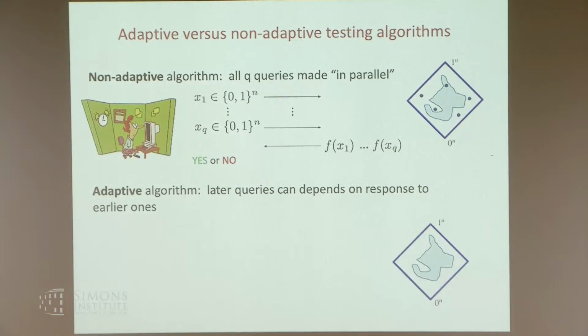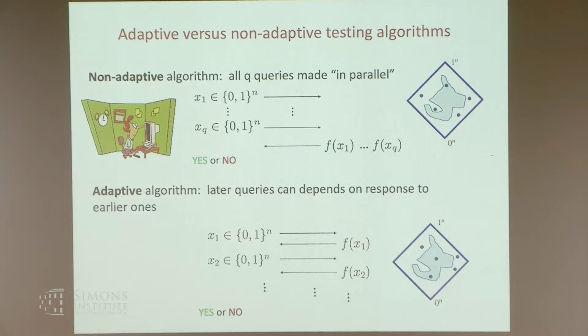This is a little bit more restrictive than the adaptive algorithms that I illustrated on the previous slide. In adaptive algorithms, you can see the answer to your first question. Oh, I see this point was a 0 input for the function. Oh, this point was a 1 input for the function. You get to choose your later points based on the responses that you get to the earlier questions. So it should be clear that adaptive algorithms are more powerful, right? You get to have this kind of intelligent, informed choice of the later queries you're going to make.